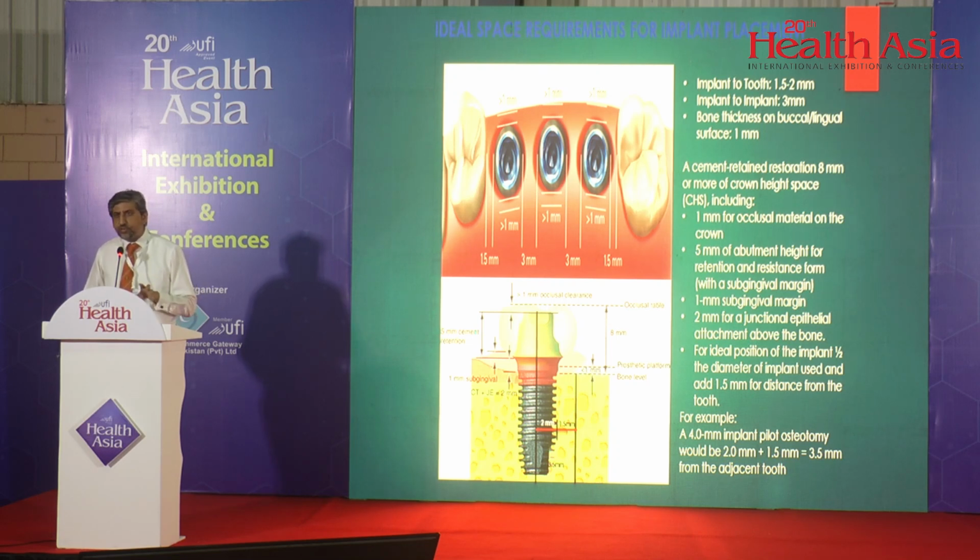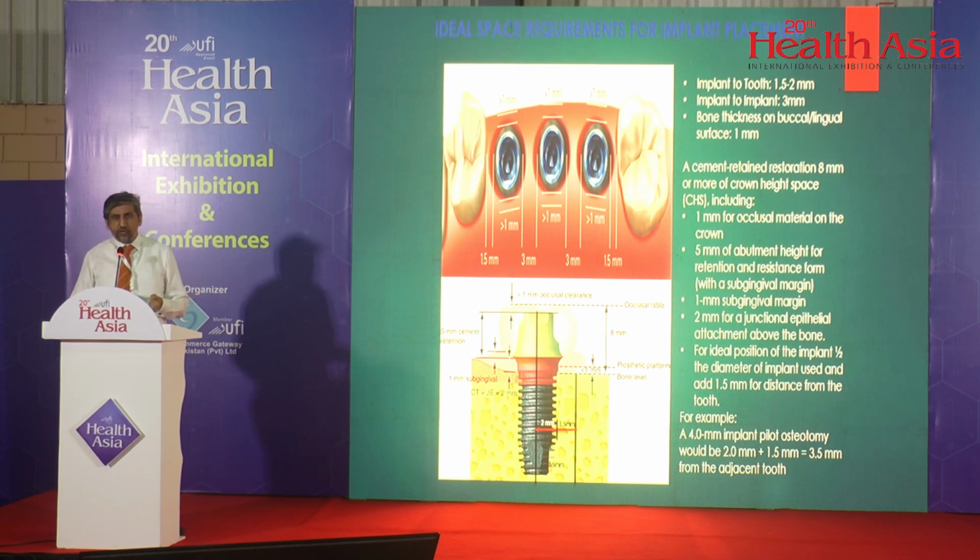Now for the gingival height, you need 2 to 3 mm of the abutment in the gingival height, like 2 mm in the junctional epithelium and 1 mm in the submarginal. So you need 3 mm in that area and 5 mm in the oral cavity. So you need an 8 mm abutment with a 3 mm collar and a 5 mm height of the abutment.